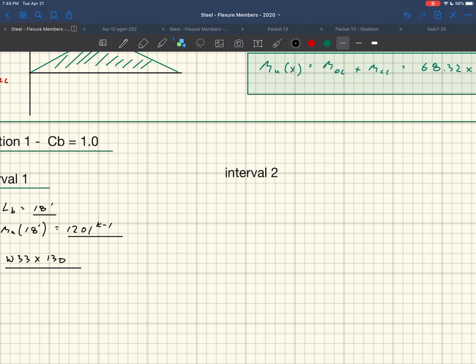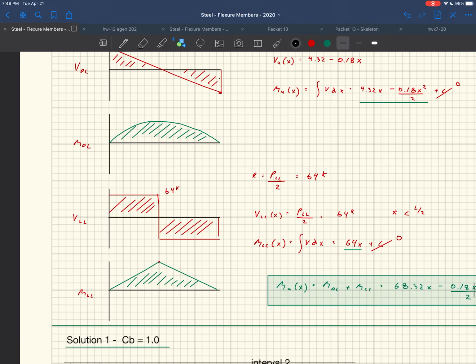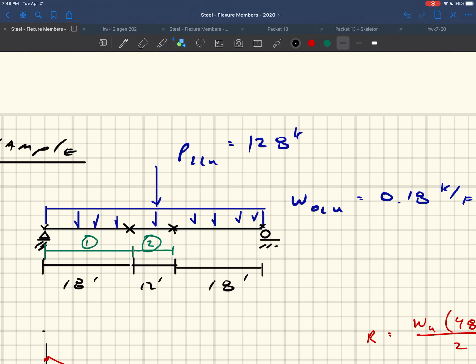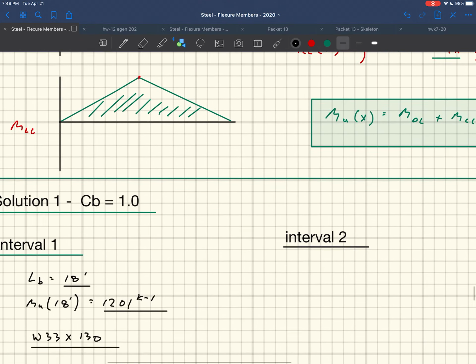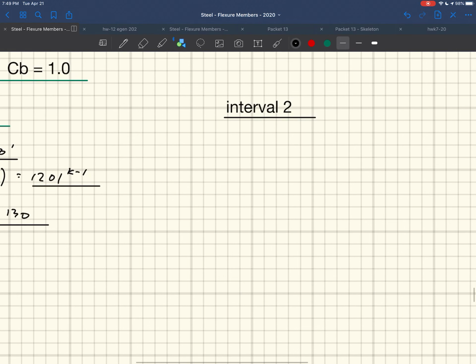Interval 2 would be, like we labeled up here, between here and here. Now I need the worst case moment in the middle, so that'd be at L over 2. My moment demand would be MU at 24 feet. If I plug 24 into that equation up there, we get 1588 kip-feet. And then LB for this beam is 12 feet in between those supports. So this is what our demand is that you have to design for in this span.